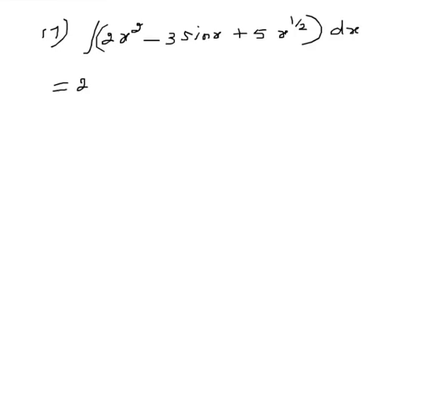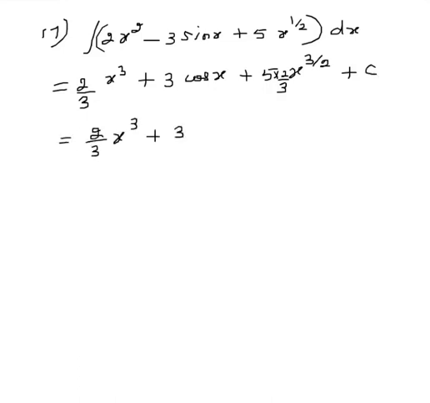2 times the integral of x square is x cube divided by 3, minus 3 times the integral of sin x. The integral of sin x is minus cos x. So minus of minus becomes plus cos x, plus 5 times, use the x power n plus 1 by n plus 1 formula. It becomes x raised to 3 by 2 into 2 by 3, and plus c. Let us multiply and write the last term. It becomes 10 over 3 x raised to 3 by 2, and plus c.